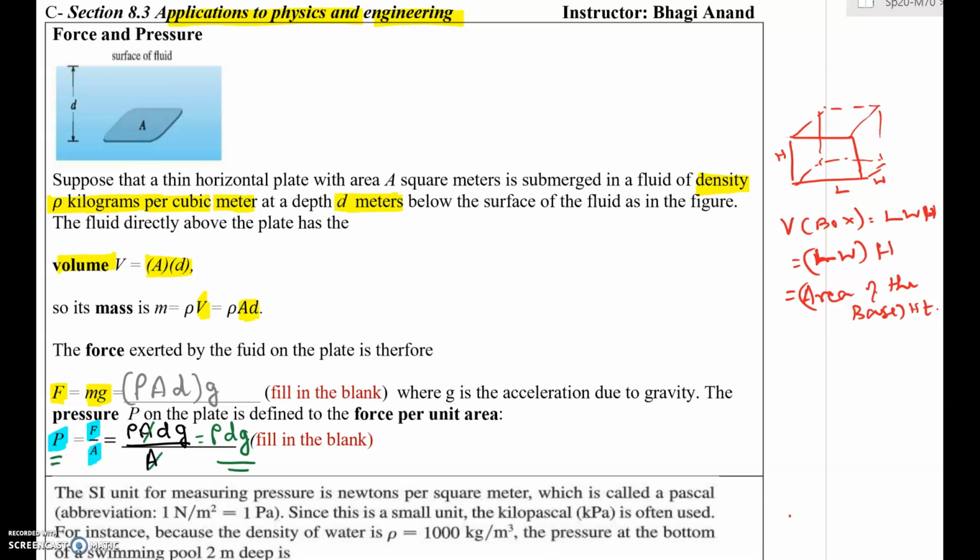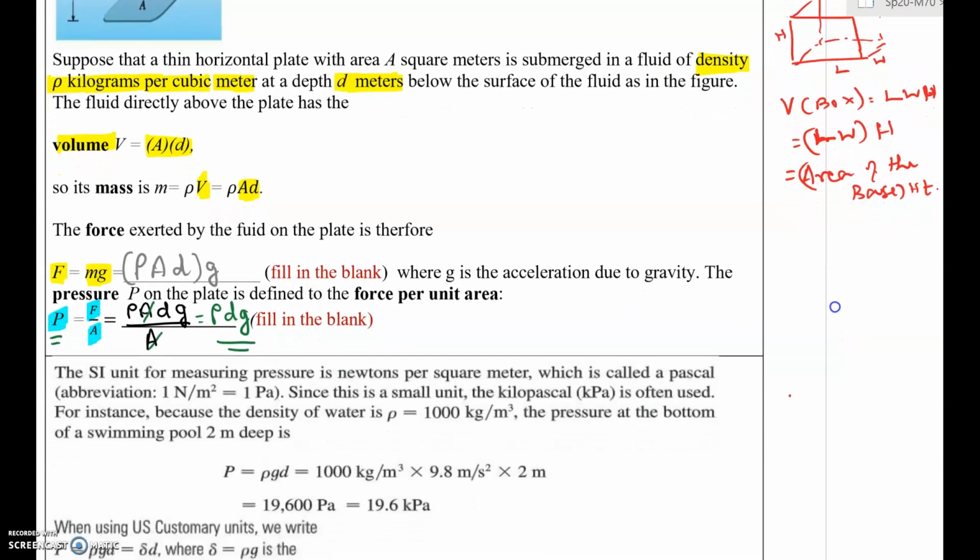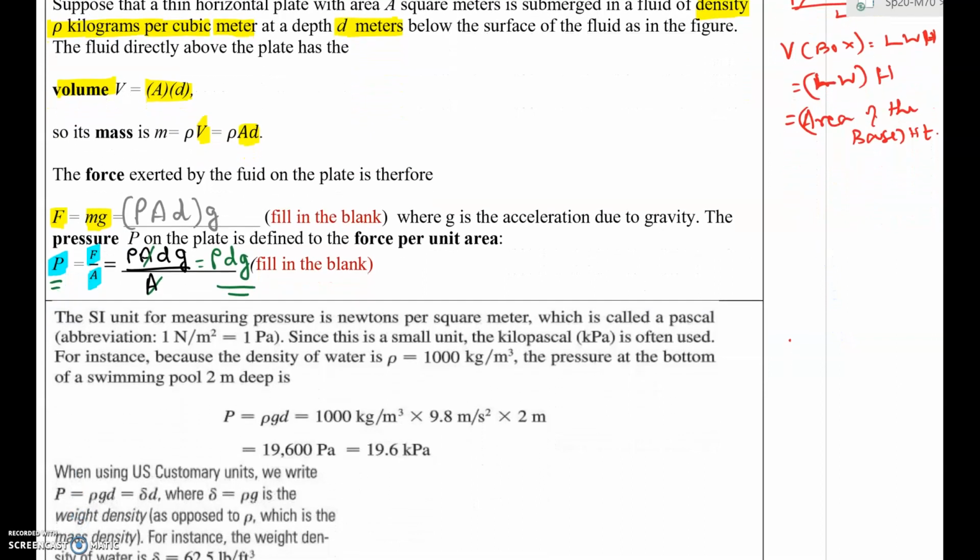Now we have to consider two systems of units. One is the SI unit, which is the International System of Units, where the measures are based on kilograms, seconds, and meters. In this system, pressure is measured in newtons per square meter, which is called a Pascal, abbreviated Pa. The numerator is the force and the denominator is the area, as we saw here. As this is a small unit, we normally use the kilopascal, kPa.